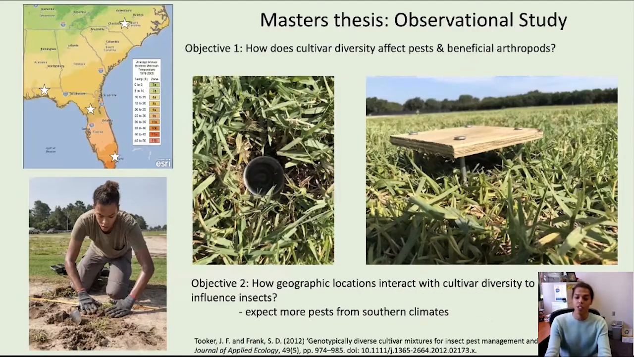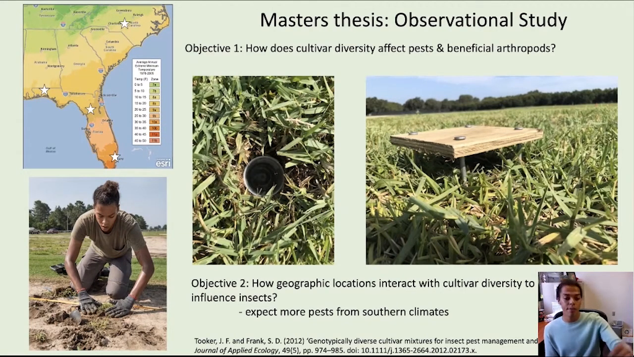So now I'm going to move on to the future studies. That was previous studies. For my master's thesis, it is broken up into 2 separate parts, an observational study and a manipulative study. And so for the observational study, my objectives are I would like to know how cultivar diversity affects pests and beneficial arthropods. And I also would like to know how their geographic locations interact with cultivar diversity to influence pests.